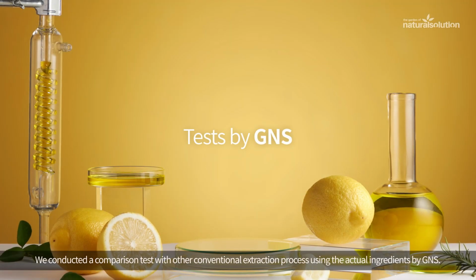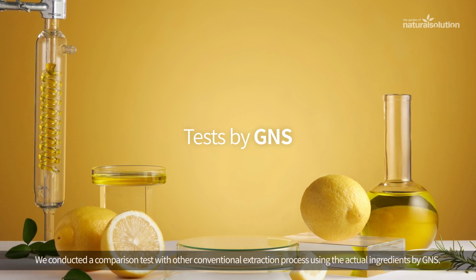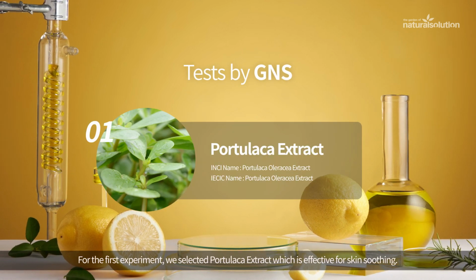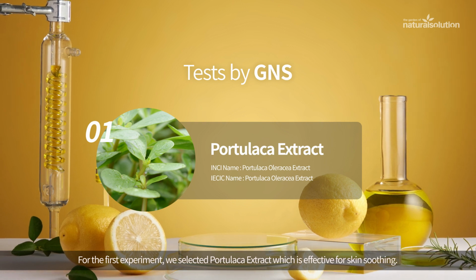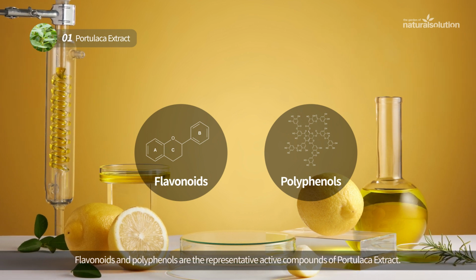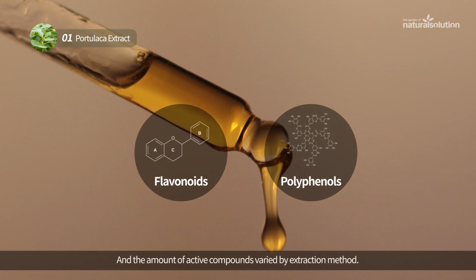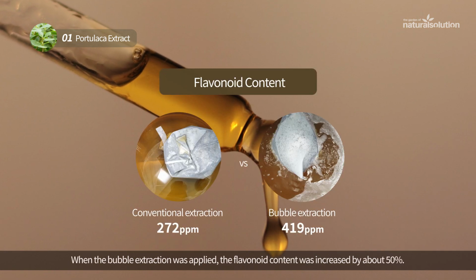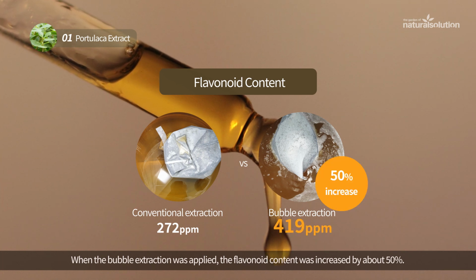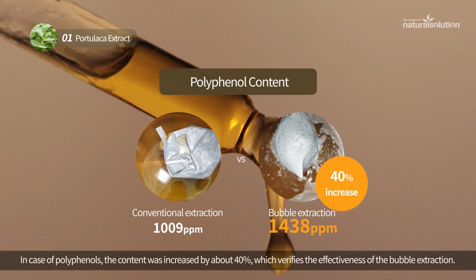We conducted a comparison test with other conventional extraction processes using actual ingredients by GNS. For the first experiment, we selected portulaca extract, which is effective for skin soothing. Flavonoids and polyphenols are the representative active compounds of portulaca extract. The amount of active compounds varied by extraction method. When the bubble extraction was applied, the flavonoid content increased by about 50%. In the case of polyphenols, the content increased by about 40%, which verifies the effectiveness of the bubble extraction.